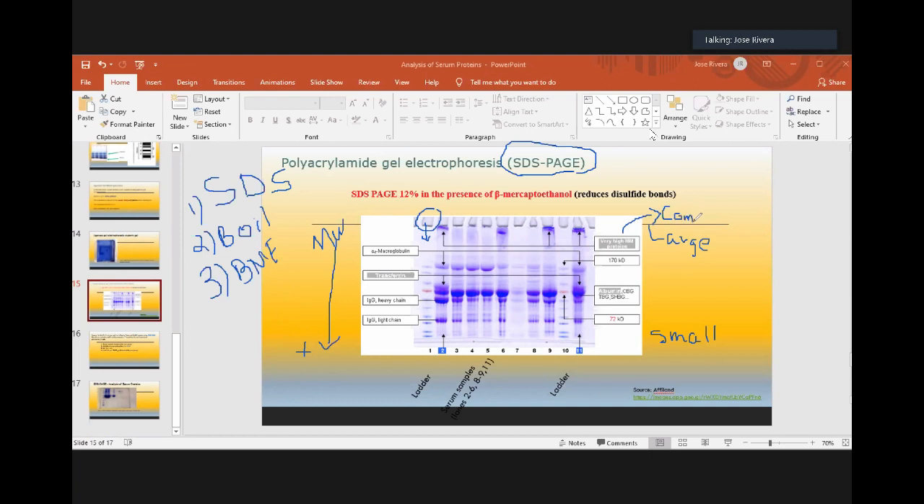Does anybody know what a complex of proteins is? What's a complex? Anybody has any ideas?